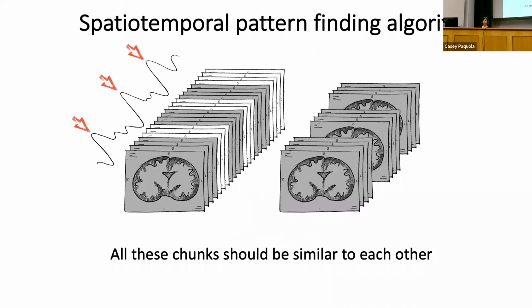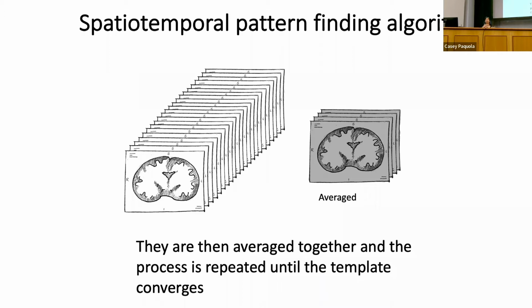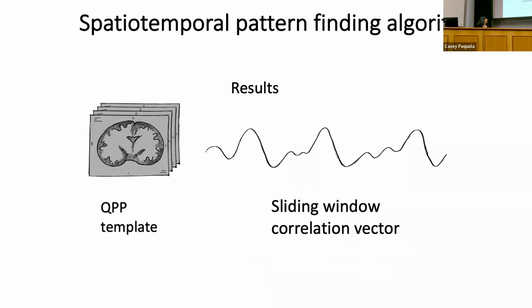Then we take that template and we do the same thing again. We go through and we correlate it with everything, and eventually this converges, and our template doesn't change over time. And what we get out are the template itself, which is volume by time, so 20 seconds worth of activity, and this vector that tells us where that pattern is strongest in the scan.